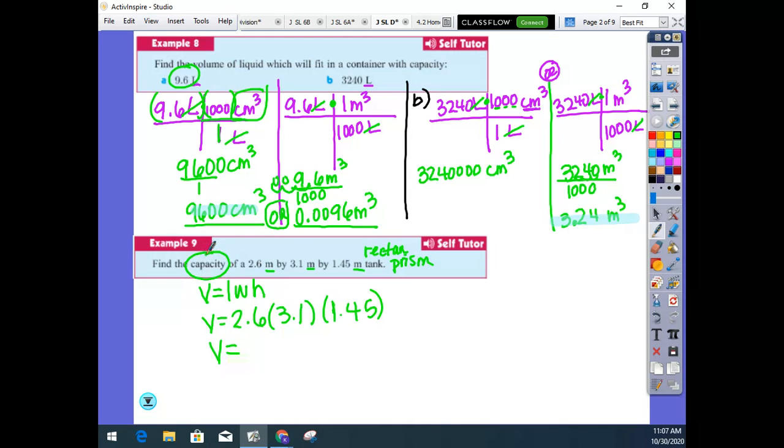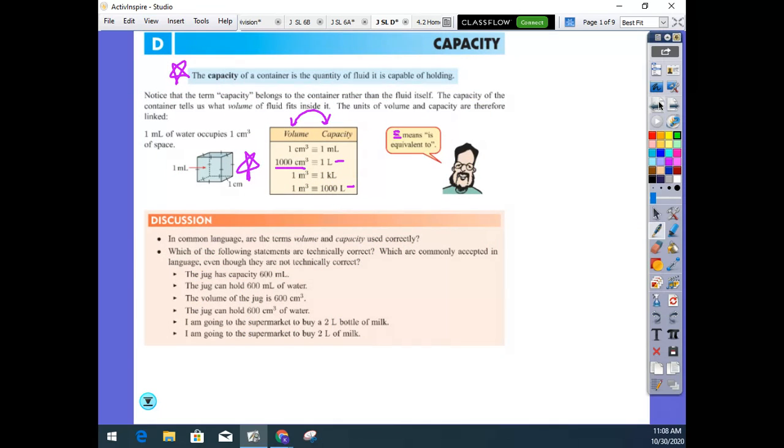So in order to find capacity, first I have to find volume. Very important. All right, so when I multiply them all together, I get... and because it's really meters times meters times meters, that's why it's cubic meters. And if we go back, cubic meters, I can either do 1 cubic meter is 1 kiloliter, or 1 cubic meter is 1,000 liters.